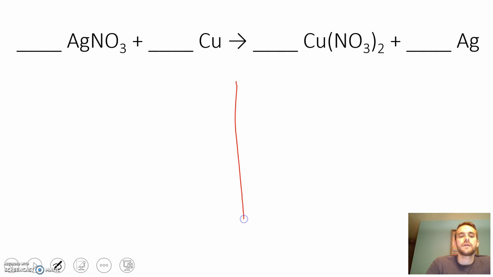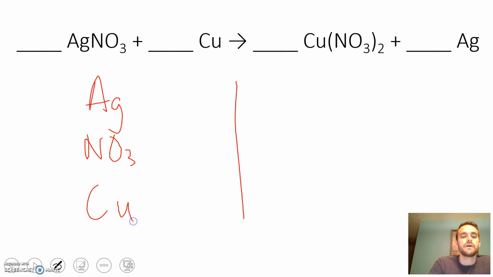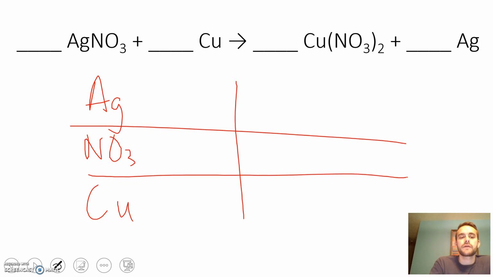Here is another one. You're going to have silver nitrate and copper becomes copper nitrate and silver. So you see silver. Rather than splitting up N and O, since it's nitrate and since it appears on both sides, I'm going to keep it as NO3 and copper. So if we look, there's 1 silver on either side, there's 1 copper on either side, and our only issue is that there's 2 nitrates here and only 1 there.